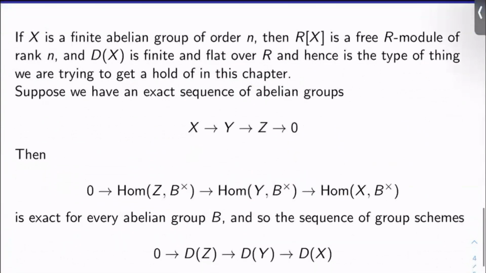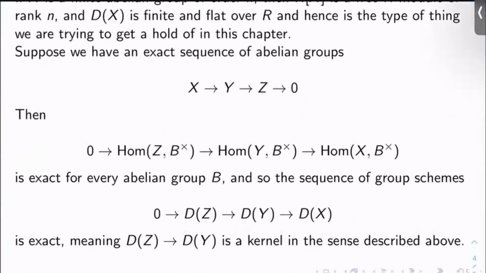Okay, some other things. We know from basic homological algebra that if we have an exact sequence of abelian groups, X to Y to Z to 0, then taking Homs reverses the exact sequence and makes it left exact. So we have an exact sequence 0 to Hom(Z, B cross) to Hom(Y, B cross) to Hom(X, B cross). So we sort of move the 0 over here and then take Homs. Okay, this is exact for every abelian group B.